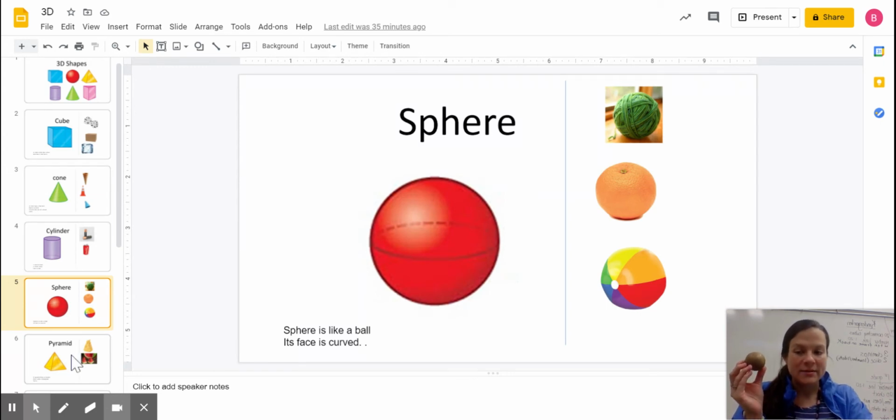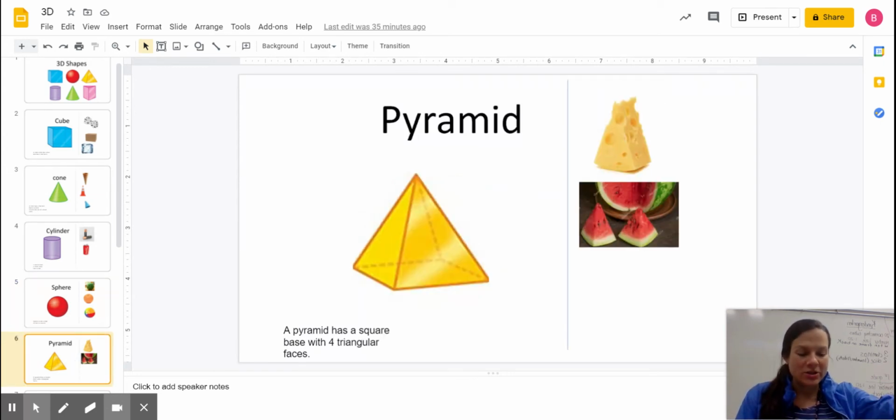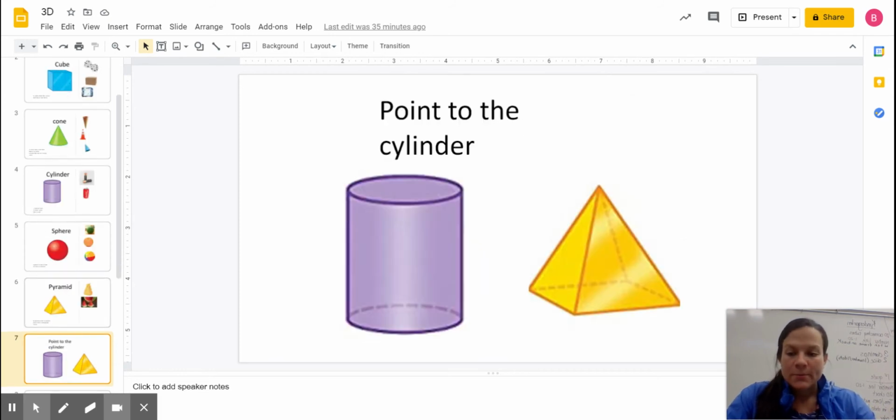Awesome. And the last one I taught you is a pyramid. Say pyramid. Good job. Remember our pyramid has a square as the bottom, the base, and 4 triangular faces. Say pyramid. Now, I know these words are some hard words, but the more we practice, the more we will know what the names of these shapes are.